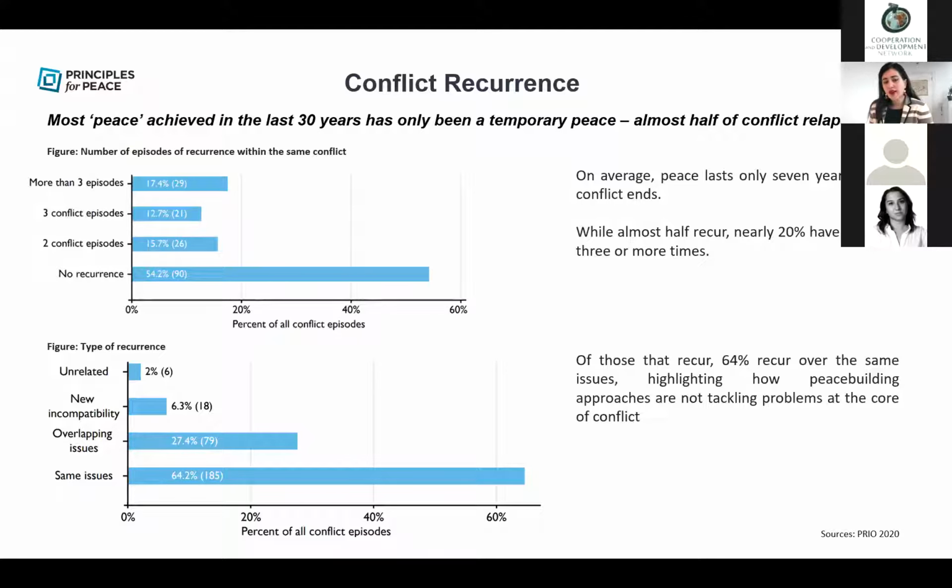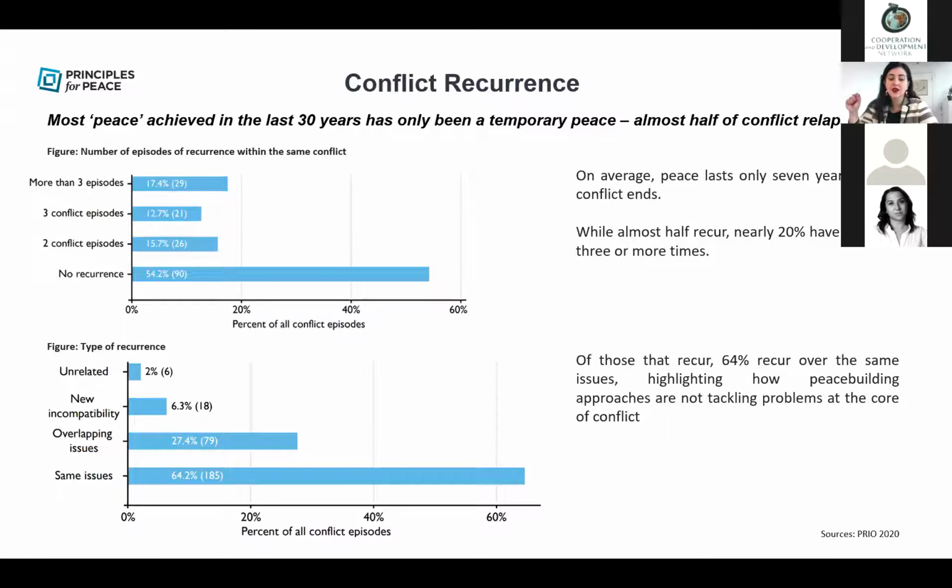Also the issue around conflict recurrence, what we see in different countries around the world, and to substantiate that number I've told you before, the 54 armed conflicts ongoing. What we see is that on average, peace lasts only 7 years after a conflict ends. So when there's a peace agreement, on average, there could be peace of 7 years when we're talking about a more comprehensive agreement. We're not talking about ceasefires. But what we see in different countries is that almost half recur. So if there's a conflict, there's a peace agreement, then it erupts.